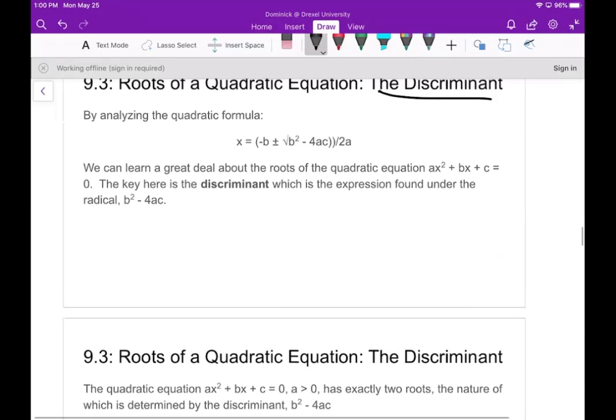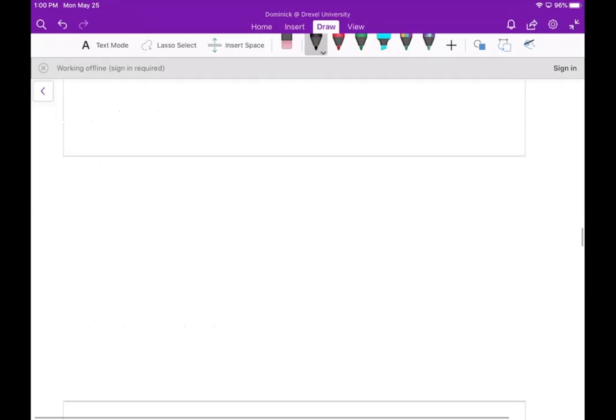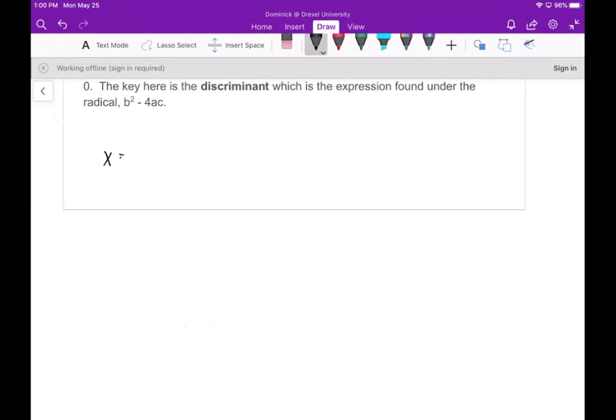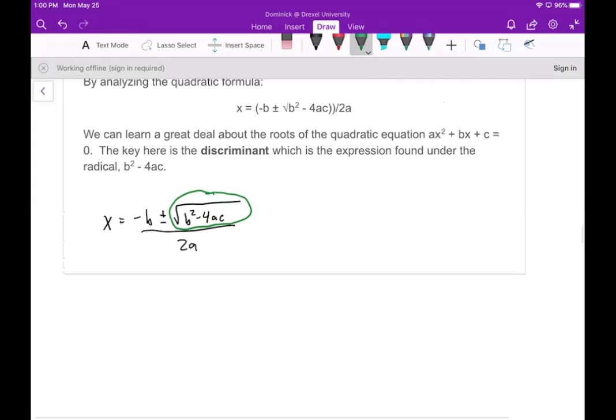Now, if you look at the quadratic formula, x is equal to negative b plus or minus the square root of b squared minus 4ac over 2a. The most complicated thing in this formula is the expression under the square root. We talked about square roots extensively in the previous chapter, and if we look at b squared minus 4ac, you can see that depending on what that is, you're going to have a real number or an imaginary number.